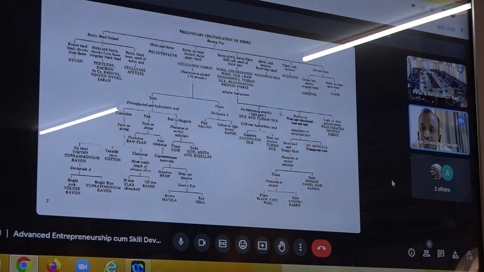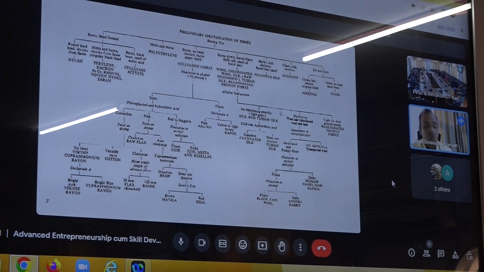If medulla is there, then we have to treat with methyl salicylate. If it floats, then it is wool. After that, if you treat with alcohol, then it is Angora. If it is mohair, after treating with methyl salicylate, the mohair, the camel hair and alpaca sink. So from this table we can easily find out.